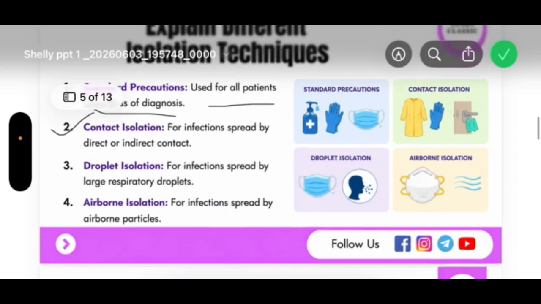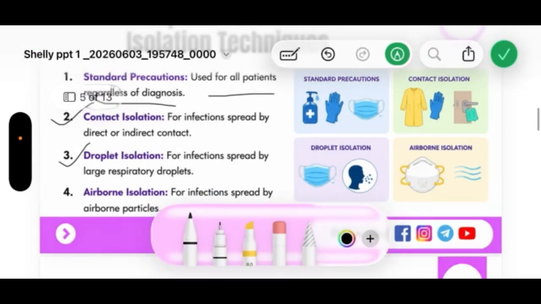And then coming to droplet isolation. What is droplet isolation? It is infection spread through sputum, coughing, or sneezing. The infection should be prevented by wearing a proper mask. And the last one is airborne infection, which spreads by airborne particles, and for that we are required to wear an N95 mask.